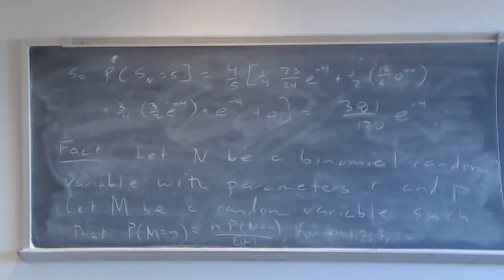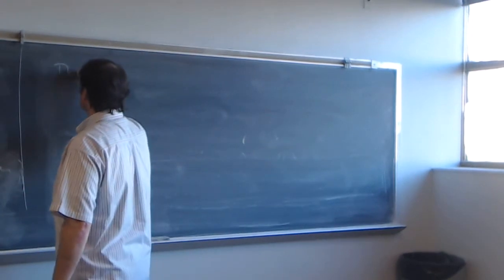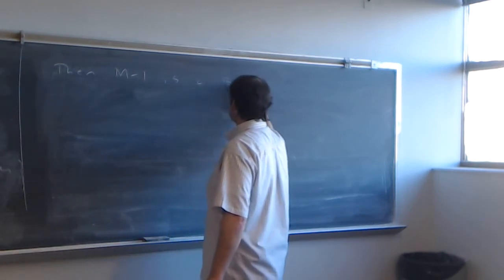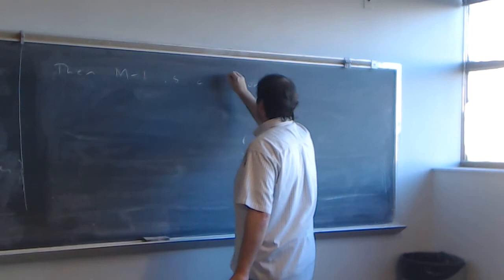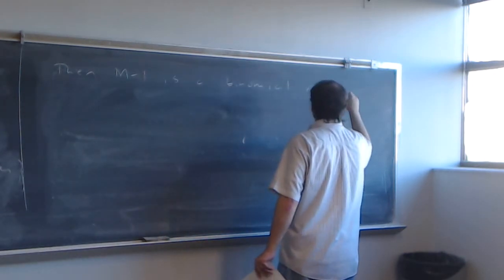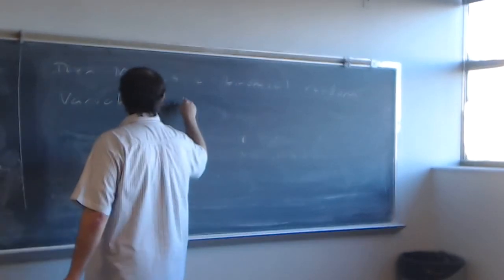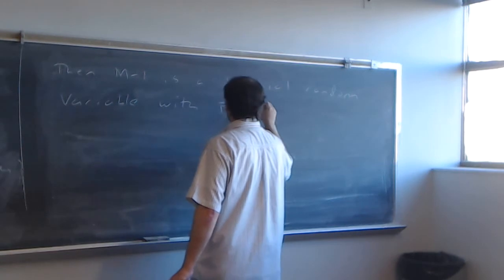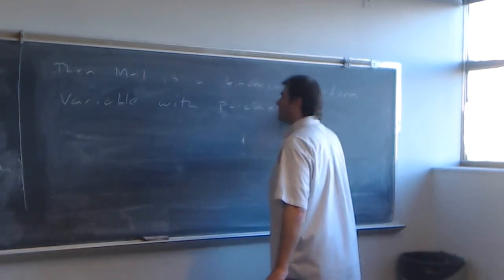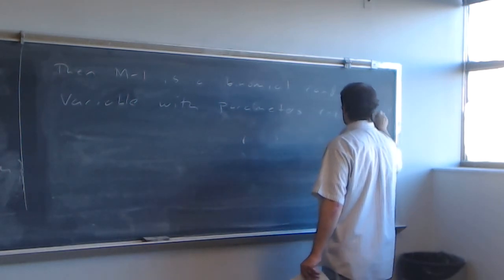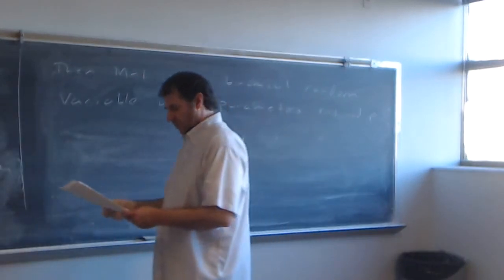Then, I'm going to say something about m minus 1. It is a binomial random variable with parameters r minus 1 and p. That's what we want to prove. Okay, so here's the proof.